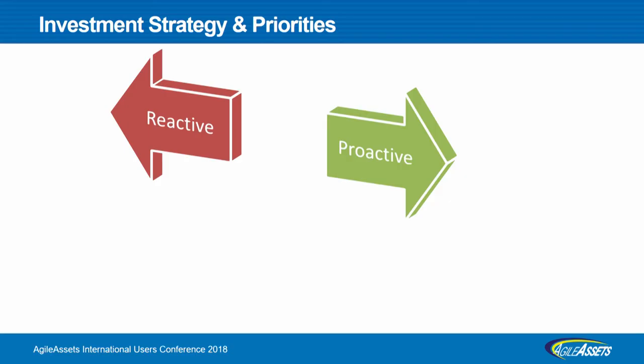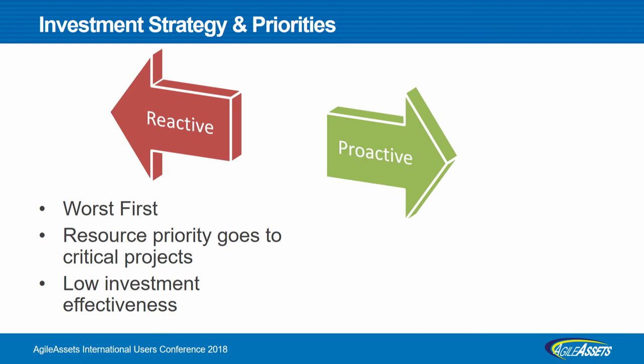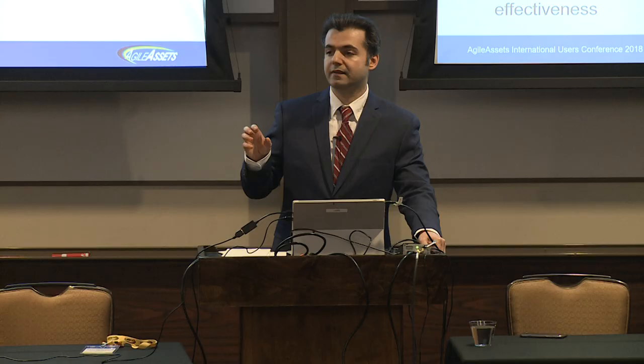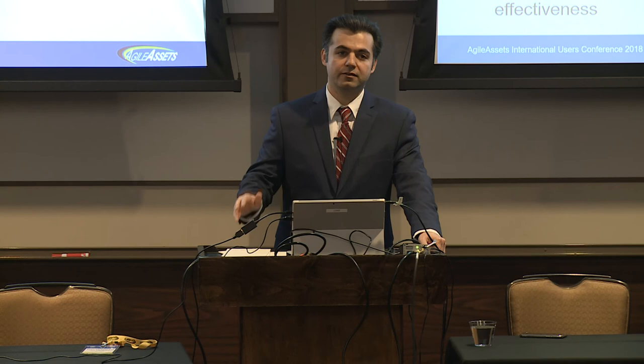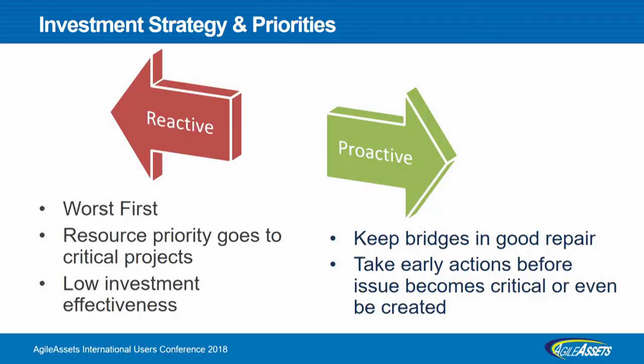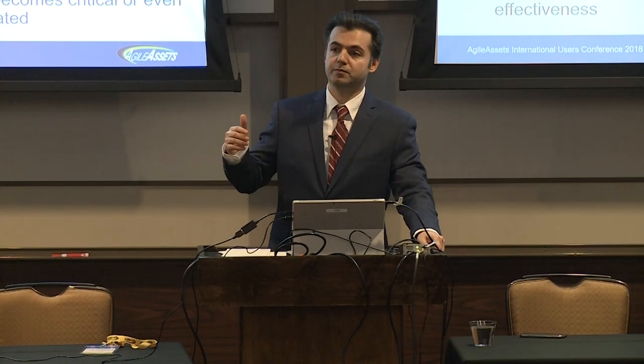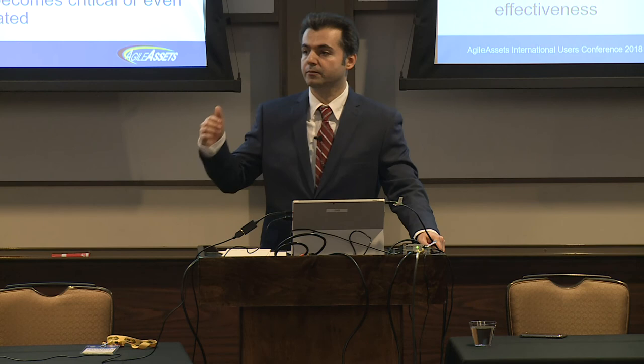Investment strategy and priorities: there are two general strategies that we can take, reactive or proactive. We know that proactive is better. I graduated from Michigan State, so for me, it's always go green. So I go green, proactive. Reactive is what is called worst first, and it was practiced by DOTs for many years. It says that priority goes to critical structures, and we know that it doesn't lead to the highest return on investment. Proactive says keep good bridges in a state of good repair and take early action before a minor problem becomes critical.